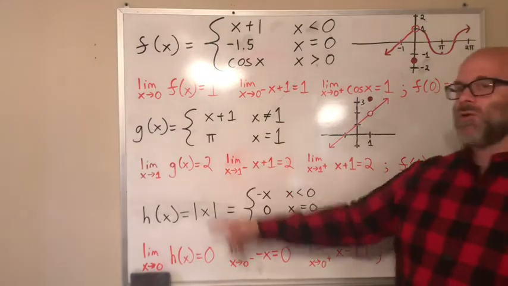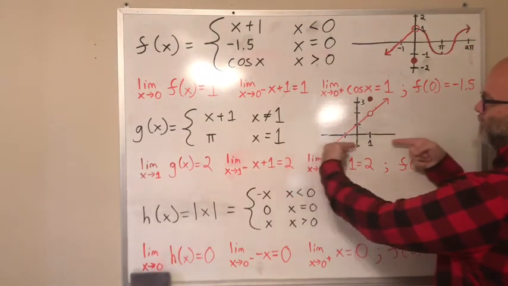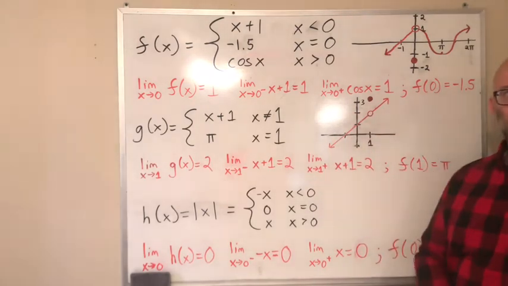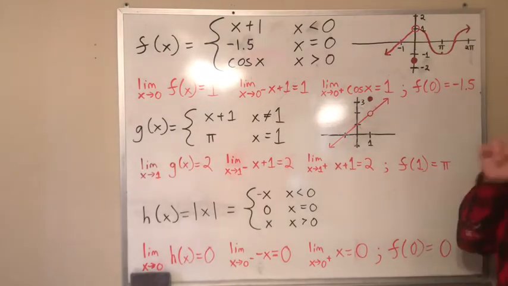The limit as x approaches 1 from both directions is clearly what? 2. It's completely irrelevant where the point is.